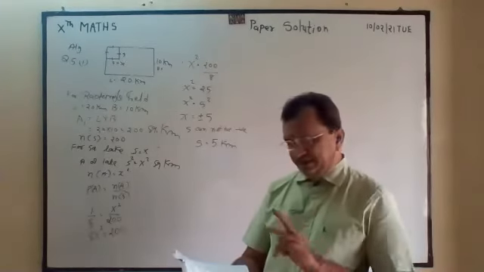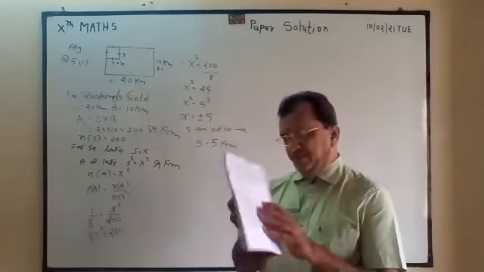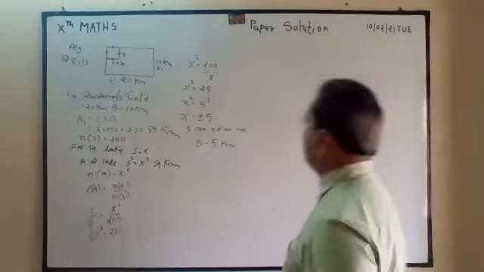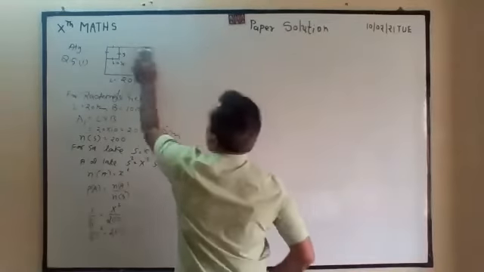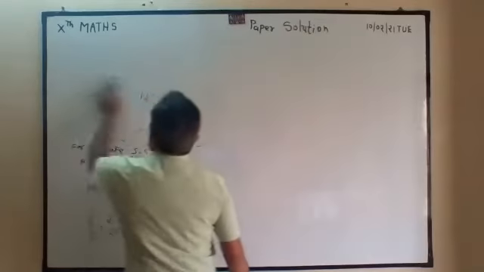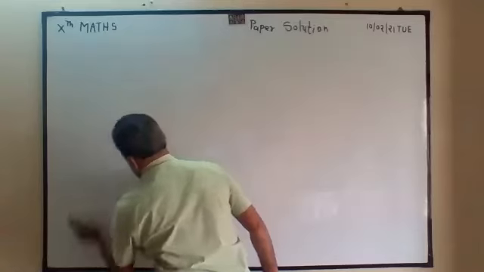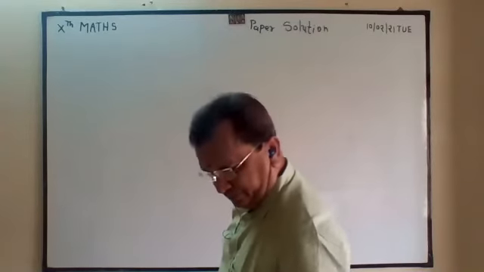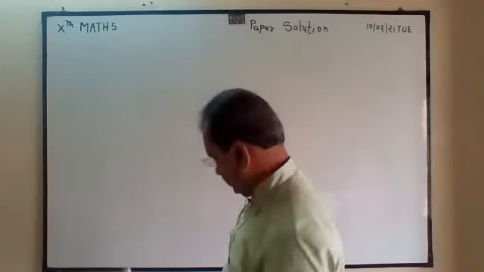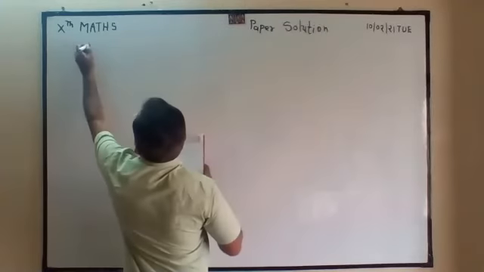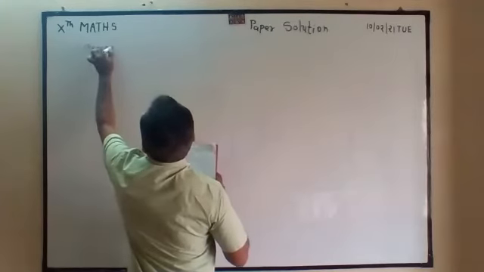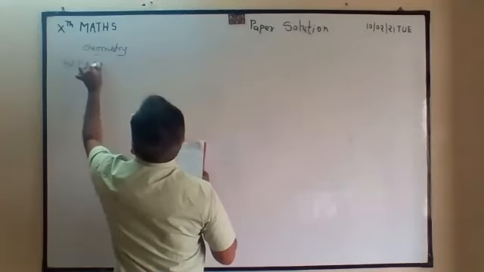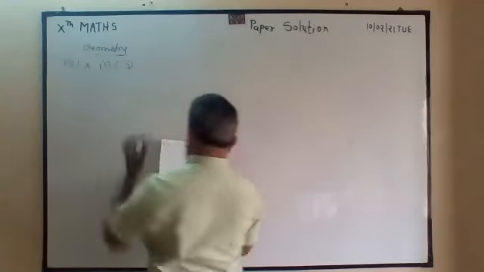Now we have completed two activity sheets of algebra from Navneet. Now again we'll start geometry. We will start with the MCQ first question. Question number 1, A MCQ, multiple choice question.